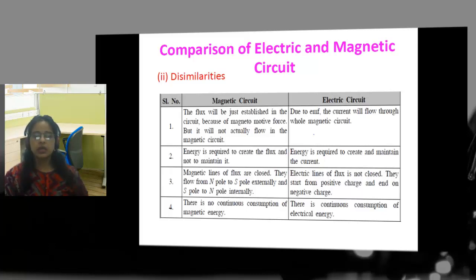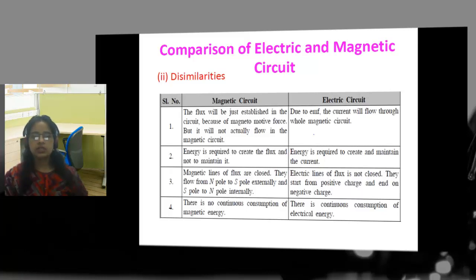Next comes magnetic lines of forces are closed. As I told you about the bar magnet, the lines of forces are closed. They flow from north pole to south pole externally and south to north internally. But in electric circuit the lines of flux are not closed. They start from positive charge and end on negative charge. Okay, it is not that it will flow internally also. It starts from positive and ends at negative. So this is another dissimilarity of magnetic and electric circuit.